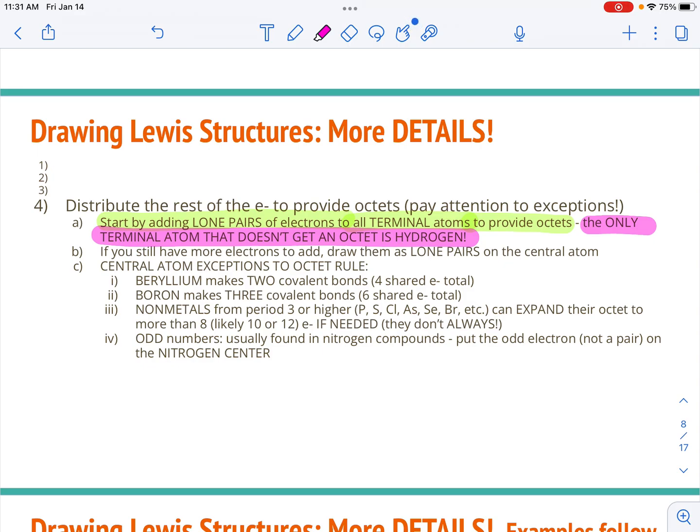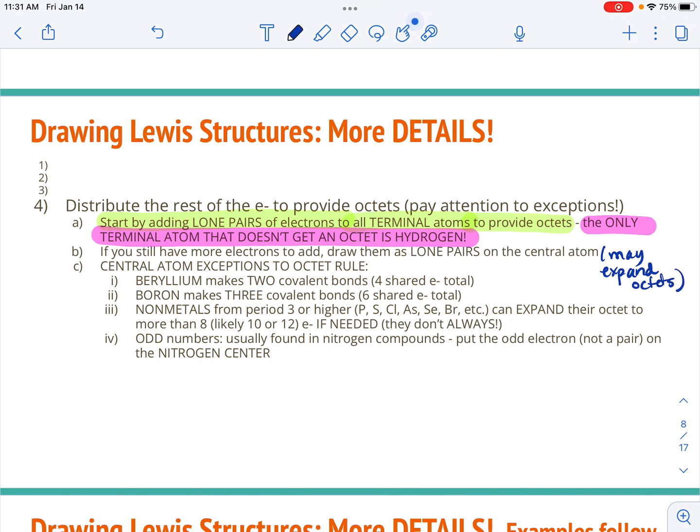After you've distributed octets to your terminal atoms, if you still have more to draw, then you're going to add lone pairs to the central atom. And we'll talk about how that works to be able to expand the octets. It won't always mean that you have expanded octets. It may expand the octets, and we'll talk about that as we look at the exceptions.